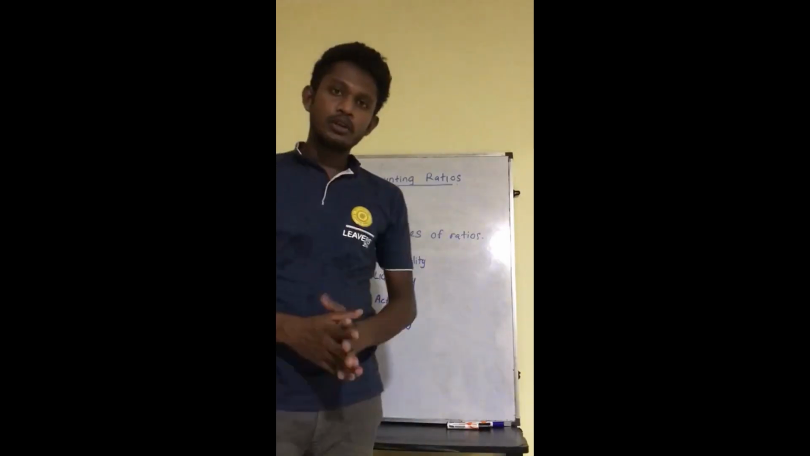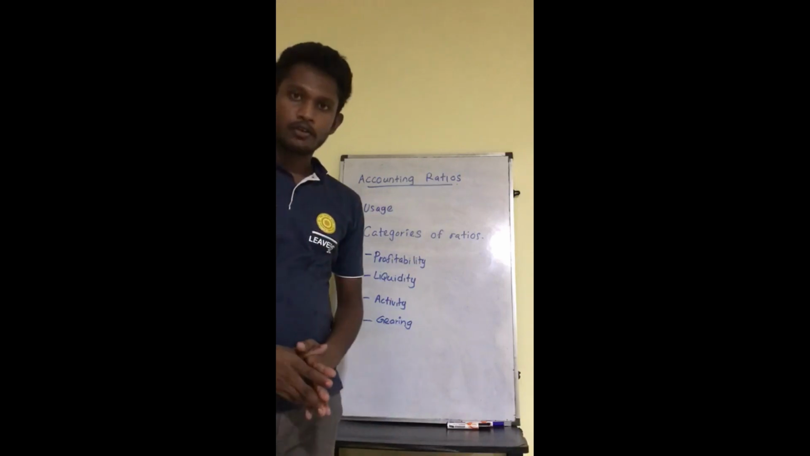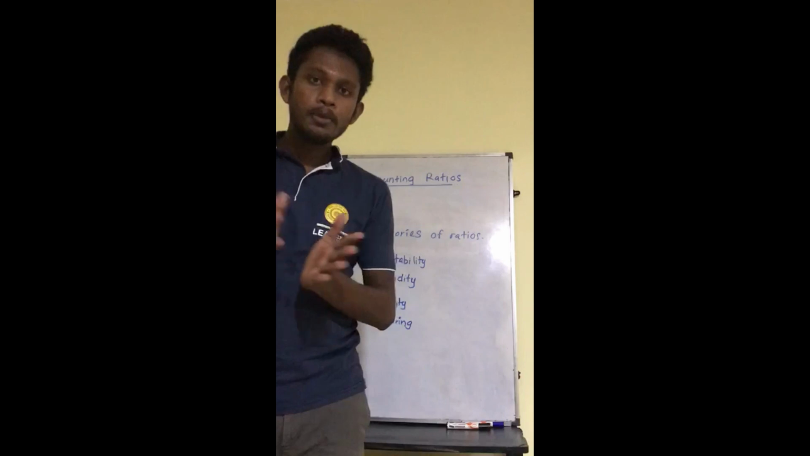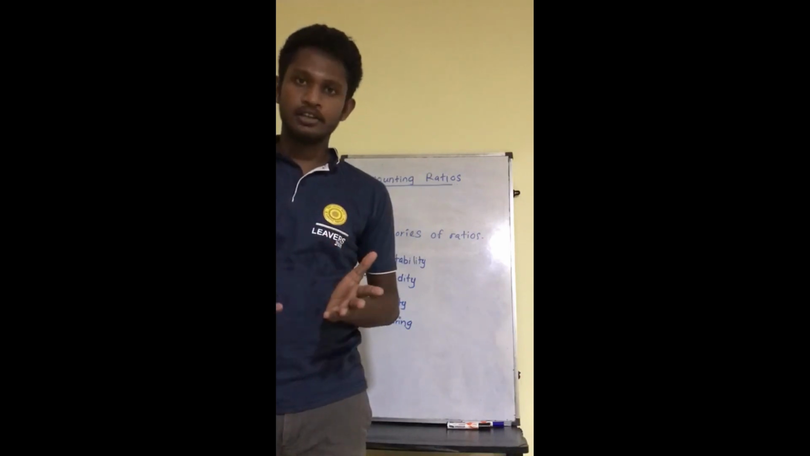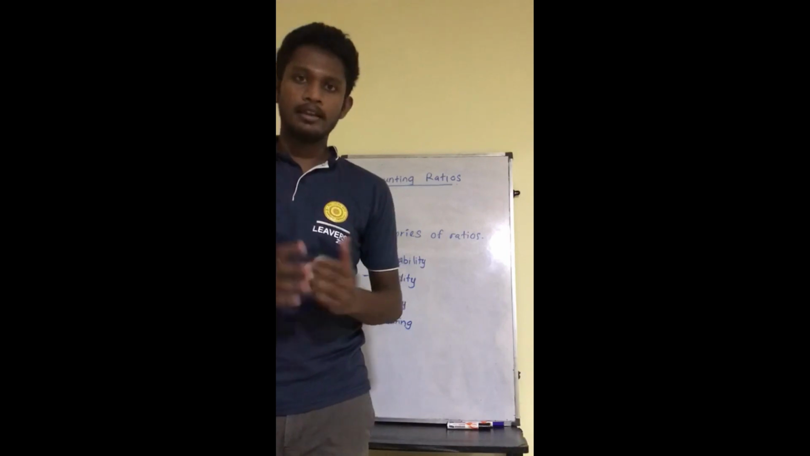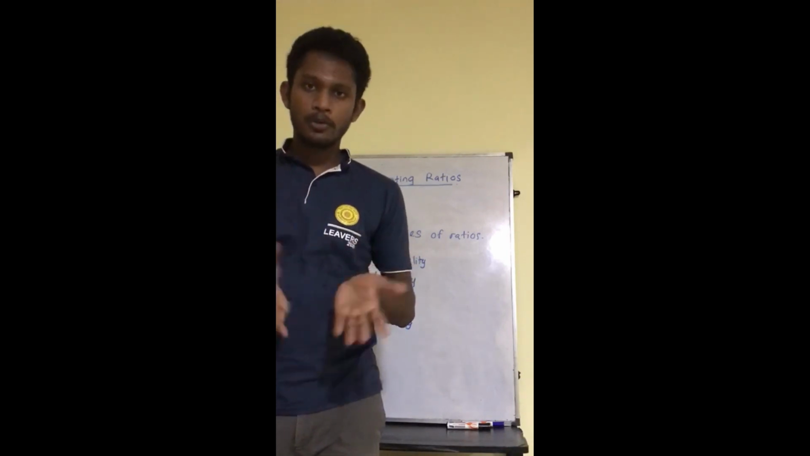When it comes to your A-level syllabus, these are the main 4 categories of accounting ratios. The most important thing is you won't be provided the accounting ratios at the examination, so you have to learn those by heart. It will be very simple, and there may be around 15 to 20 ratios that you have to learn by heart.